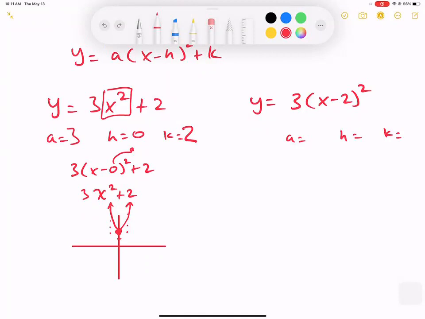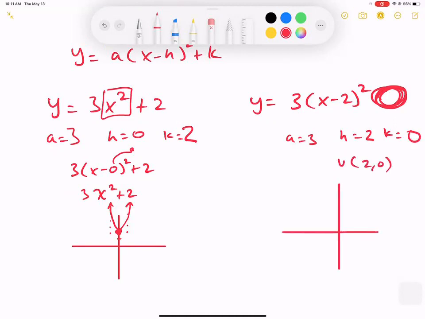What if I do have a parentheses, but I have no k value? There's no k value here. And what would we do here? Well, this is going to be 3, and it's going to be 2. And what number is here? That's a big fat 0. So my vertex is going to be (2, 0). Let's go and graph that. 2 spaces to the right, that's where my vertex is.